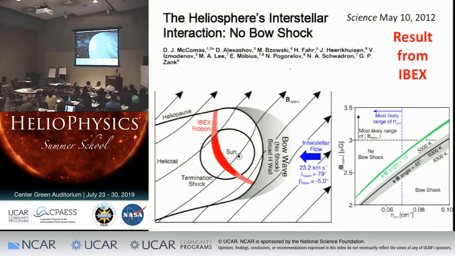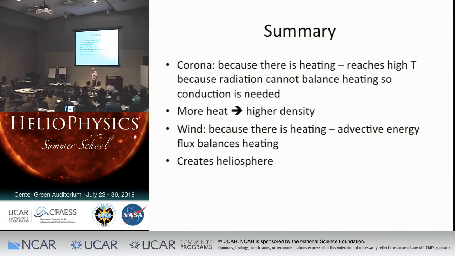I'll just leave with conclusions. We'll end a little early today because we're not really in this summer school going to talk too much about the termination shock. I don't think Ben has any plans on talking about that. So basically the summary of what you should know as card-carrying heliophysicists about the corona and the solar wind is the corona is there because there's heating. It's because something causes heat into the plasma, and the plasma is unstable in the sense that if you heat it, it actually radiates less and therefore gets hotter and hotter until it can drive the density up to create enough radiation to balance it. So we need the conduction, and then therefore we get a higher density coronal plasma.